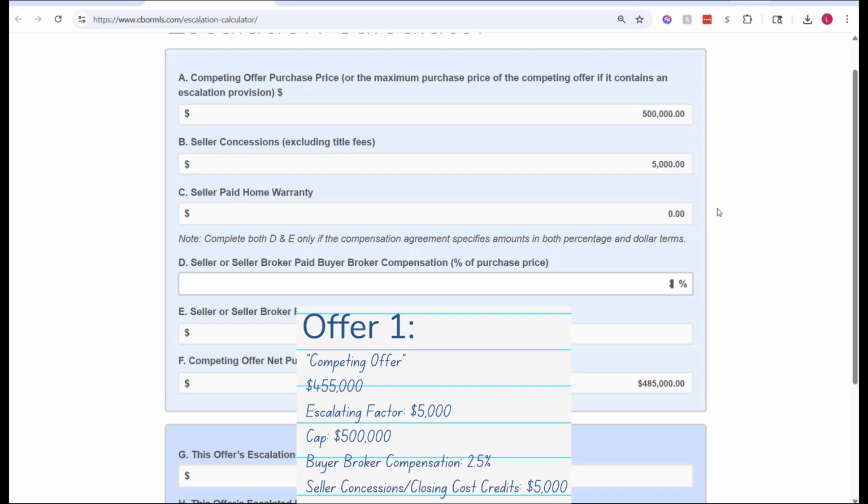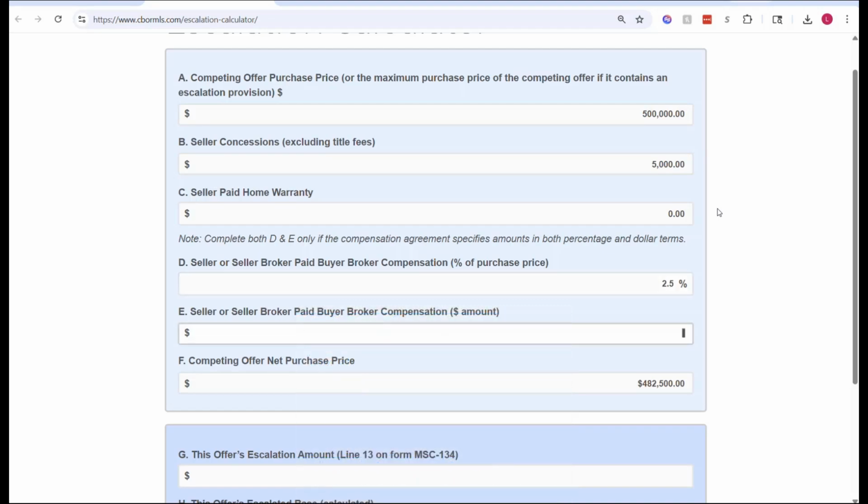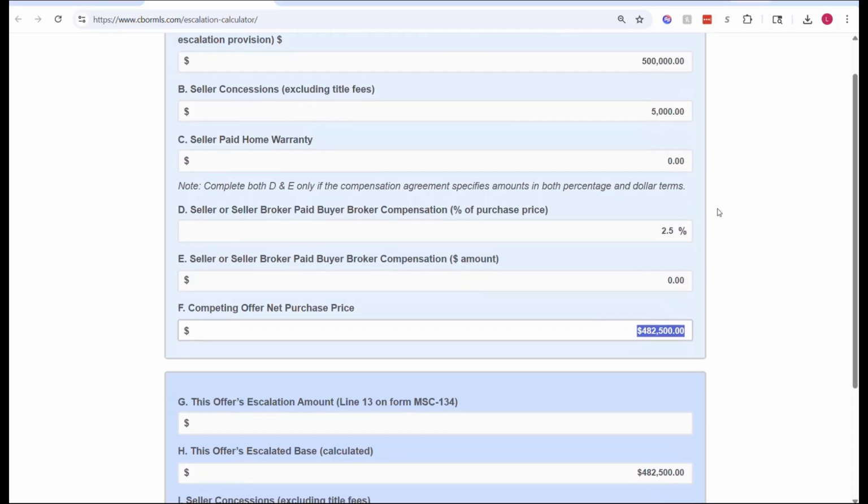Since this example's offer contains buyer broker compensation only in the form of a percentage, only box D is being completed. We will look at another example where box E will be completed and what that looks like. The calculator then auto-calculates the competing offer net purchase price in box F for you.